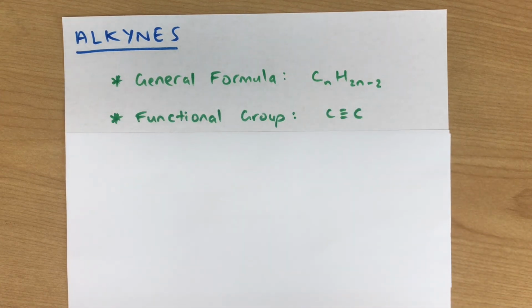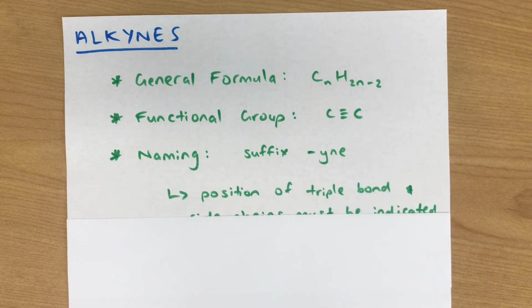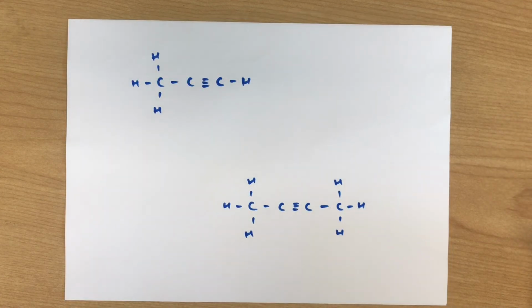The functional group is a carbon triple bonded to another carbon. And as far as the naming goes, we have the suffix "-ine", so the ending of the name should end in "-ine". So ethyne, propyne, etc. Again, the position of the triple bond and side chains must be indicated. So here are two alkynes.